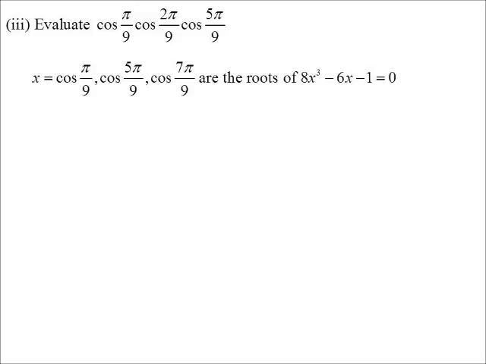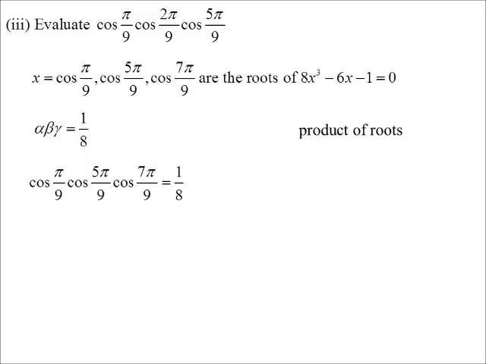And the root that I hadn't considered out of my list was 7π/9. So somehow I need to change that 2π/9 into a 7π/9. Well, okay, so cos(π/9), cos(5π/9), and cos(7π/9) we know are the roots of that equation. The product of the roots is 1/8. We know that cos(π/9) times cos(5π/9) times cos(7π/9) would be 1/8.